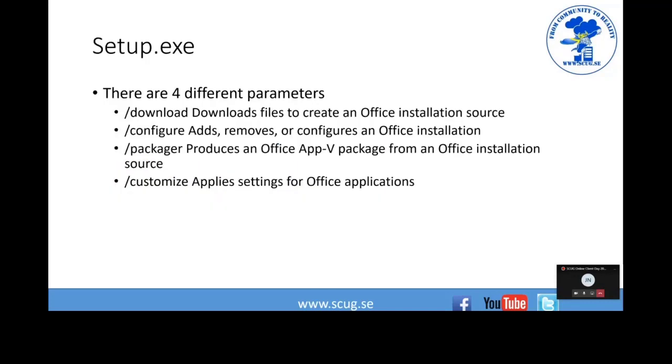The XML configuration file is where you put all your settings of what you want to install. So with the setup, there are four different parameters. The ones I'm going to focus on here today are download and configure. The download option does what it says. You create a configuration XML to tell it what languages, what architecture, and what program you want to download, and it downloads the source files. You use the configure switch to do the actual installation, or to add products, or to remove products, or to change options.